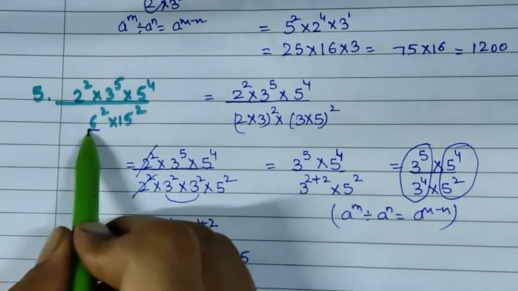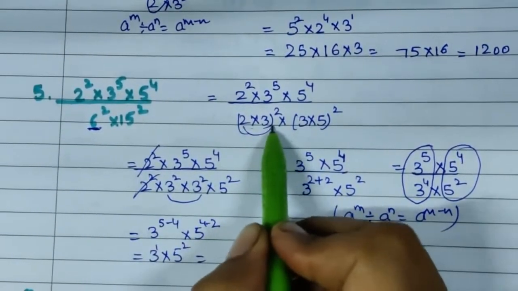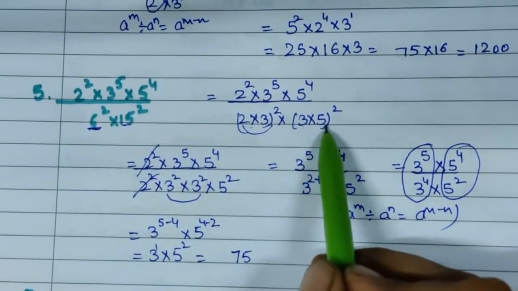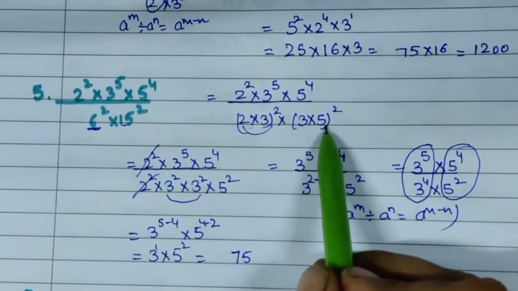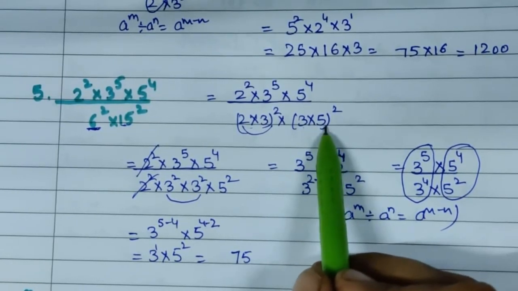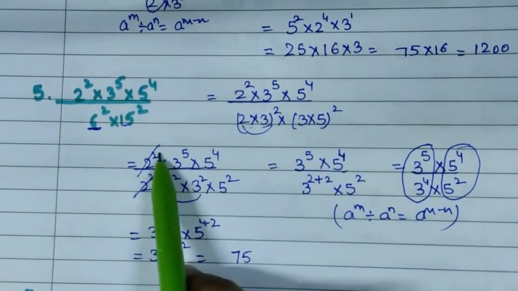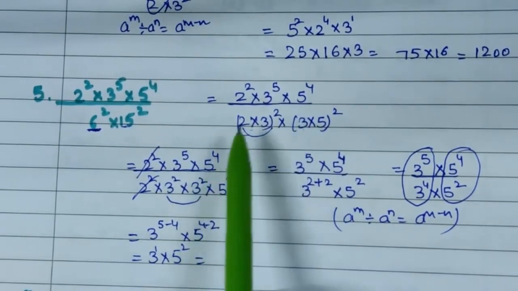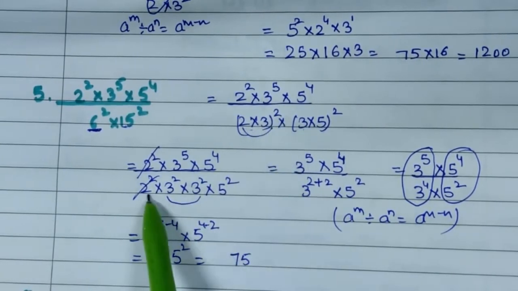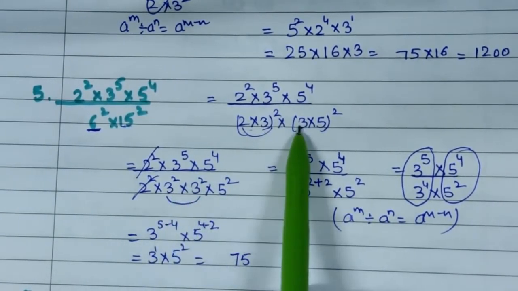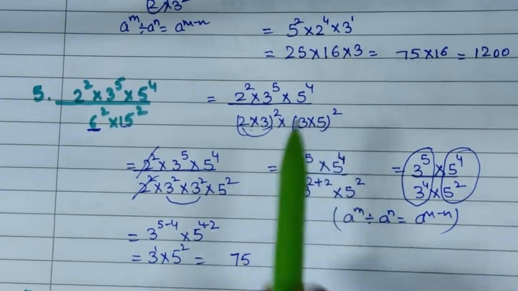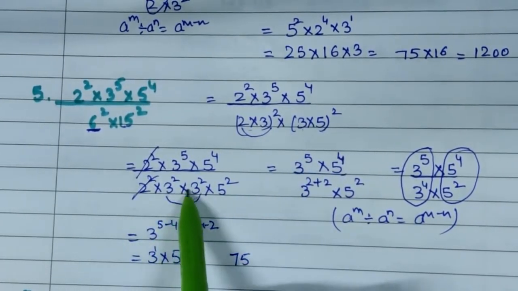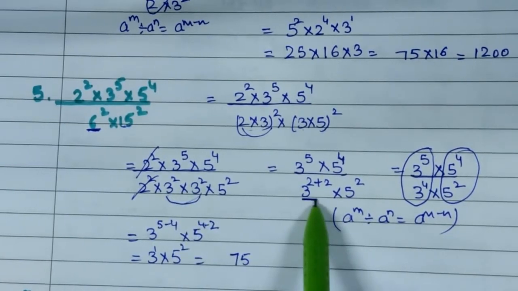So 6 can be written as 2 into 3 because this is not a prime number. 15 can be written as 3 into 5. Now just open the brackets as we have done above. 2 raised to power 2 as it is, 3 raised to power 5 as it is, 5 raised to power 4 as it is. Now open 2 raised to power 2, 3 raised to power 2, 3 raised to power 2, 5 raised to power 2. We can cancel it. Bases same, multiply, add them.